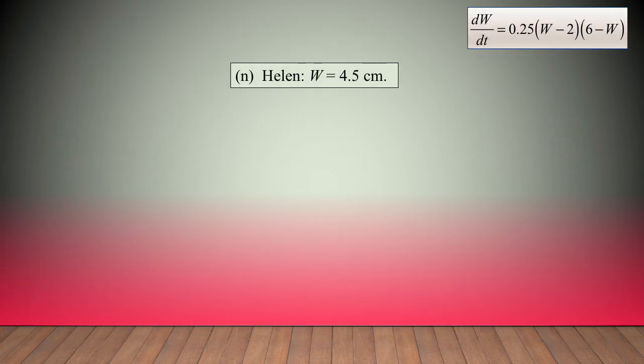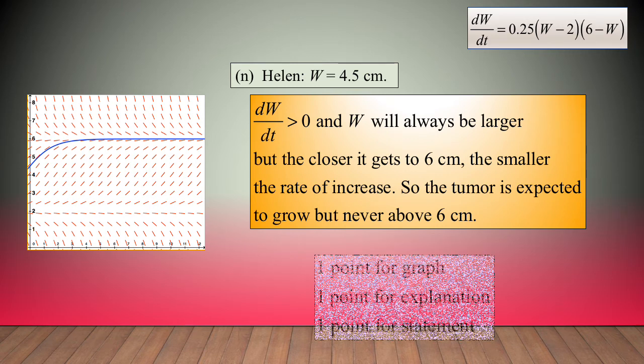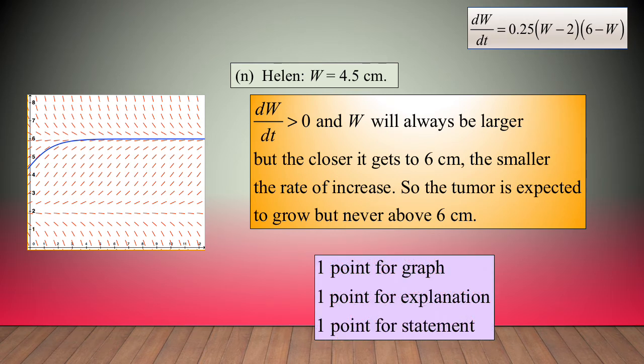N refers to Helen, who has an initial tumor size of 4.5 centimeters. dw/dt is positive, and w will therefore always be larger. But the closer it gets to 6 centimeters, the smaller the rate of increase. So the tumor is expected to grow, but never above 6 centimeters. As before, 3 points. 1 point for the graph, 1 point for the explanation, and 1 point for the statement.